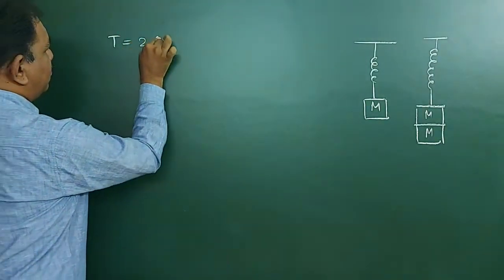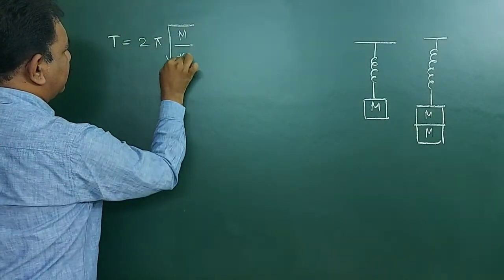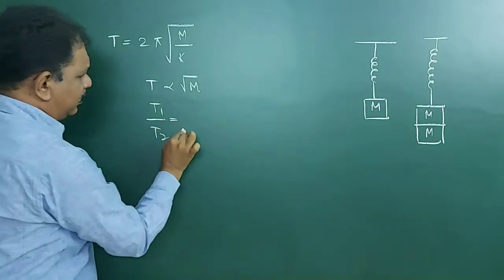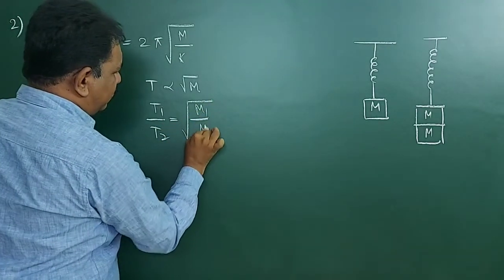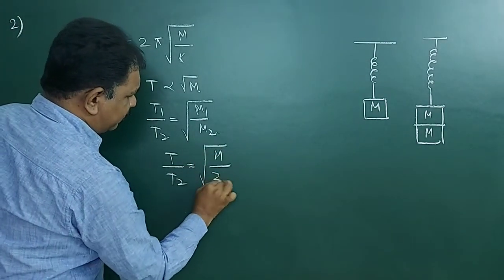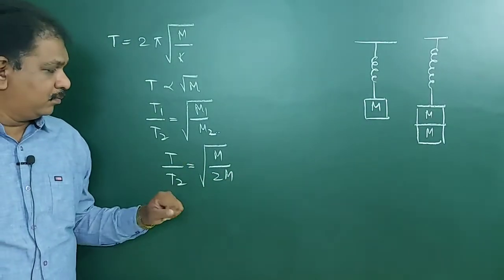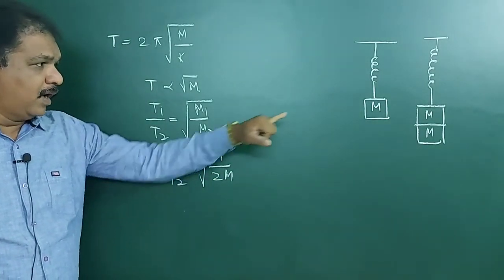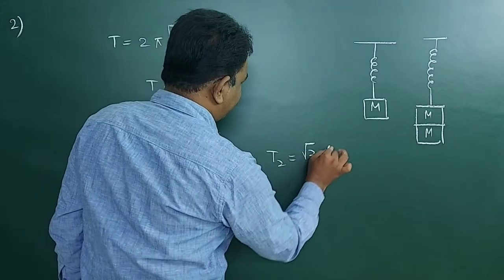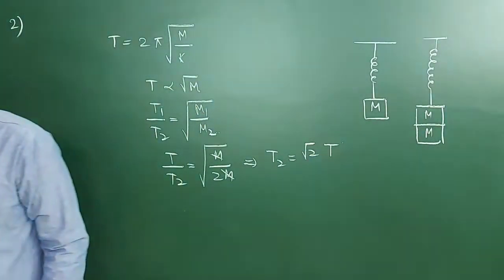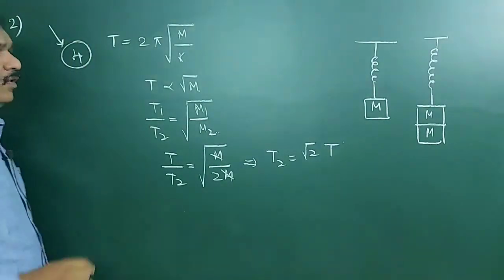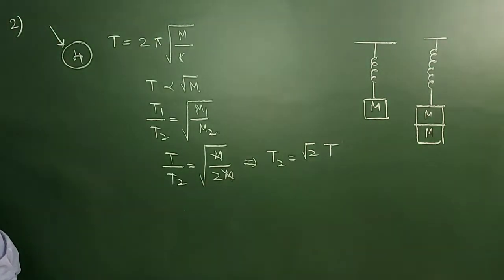Time period formula, 2 pi root of m by k. T is proportional to root m. T1 by T2 is equal to root of m1 by m2. So T by T2, this is root m, this will be root 2m, because m2 value will be 2m. Then T2 is equal to root 2 into T. So it will be fourth option. Second question, it will be fourth option. See the third question.